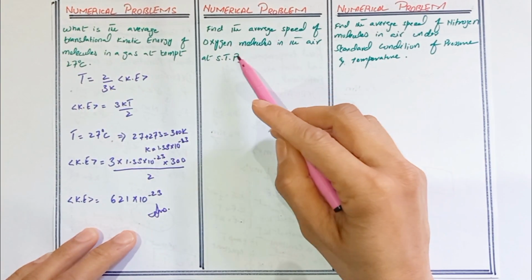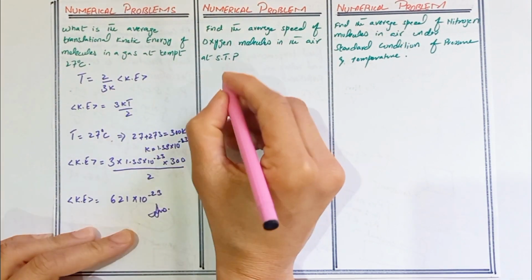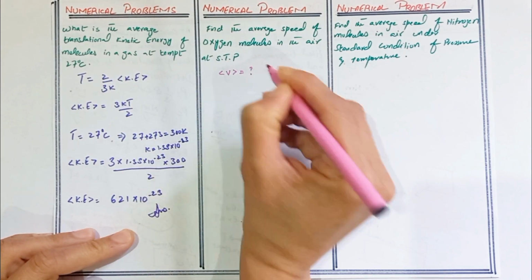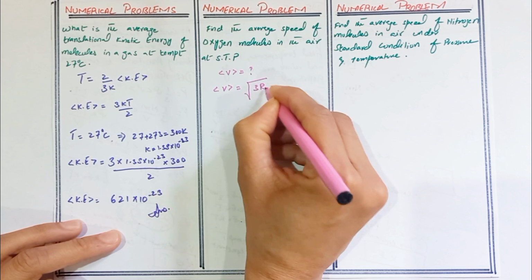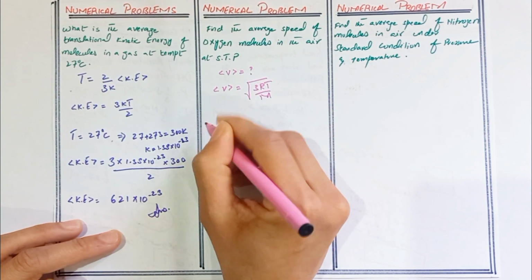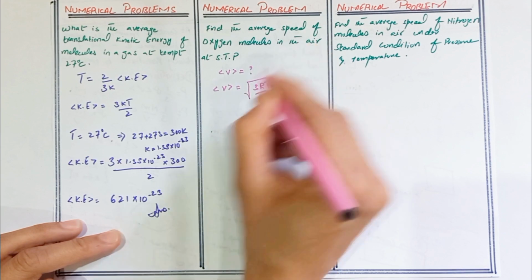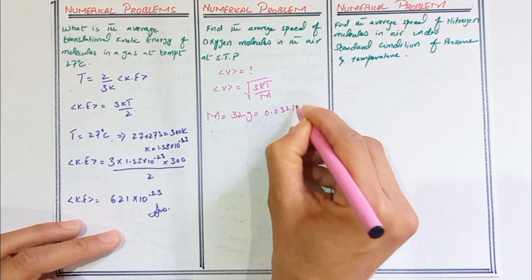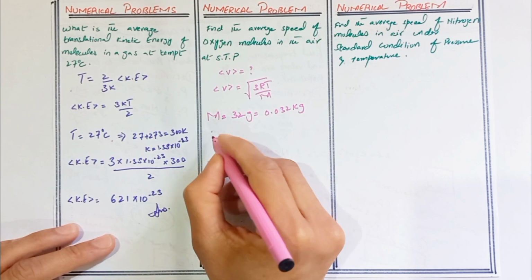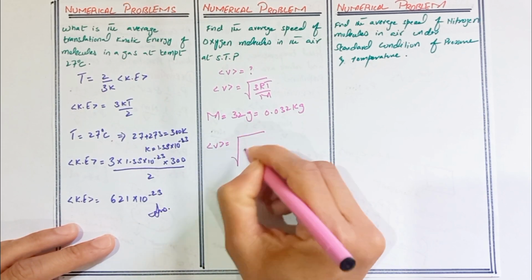Now we calculate the average speed of the oxygen molecule in the air at standard temperature and pressure. We have to find the average speed. The formula for average speed is equal to √(3RT/m). Here the mass of the oxygen molecule is 32 gram. If we convert into kg, it is 0.032 kg. So put the values here, and we can calculate the average speed.